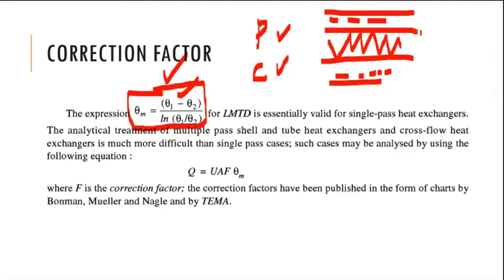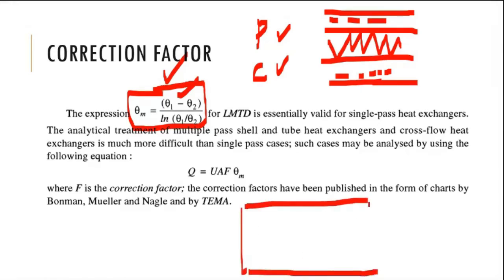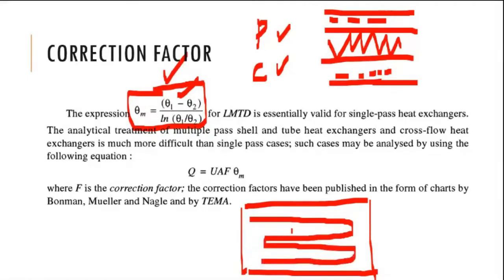But generally, these types of heat exchangers will not be used. The heat exchangers which we are going to use are shell and tube heat exchangers. So we will have a shell something like this. Inside the shell, we will have tubes, and the tube will be going something like this. If we are talking about this one, we will say that we have a single shell and 4 passes on the tube side.